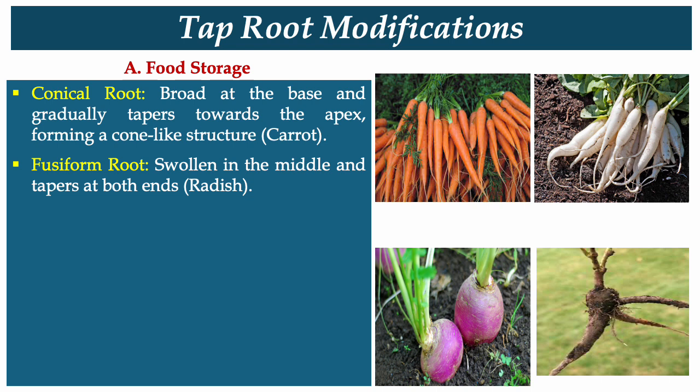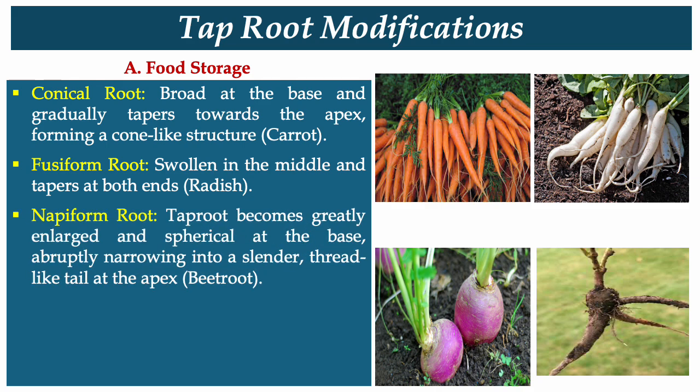Example is the carrot. In fusiform roots, these are swollen in the middle and taper at both the ends. Both the upper and the lower parts of the taproot remain relatively narrow, while the central portion bulges out significantly to store food. Example is radish. In napiform roots, the upper part of the taproot becomes greatly enlarged and almost spherical at the base, abruptly narrowing into a slender thread-like tail at the apex. Example is beetroot.